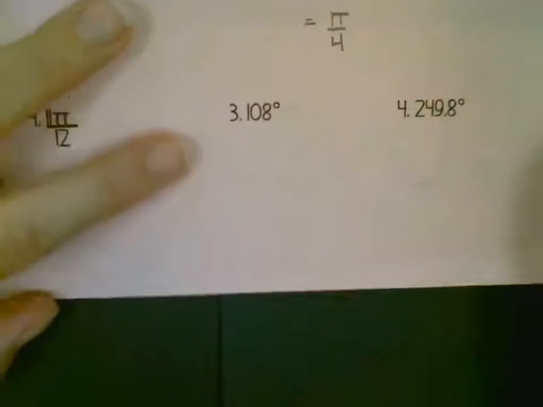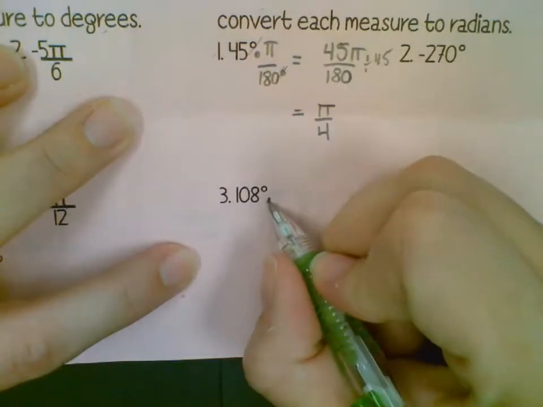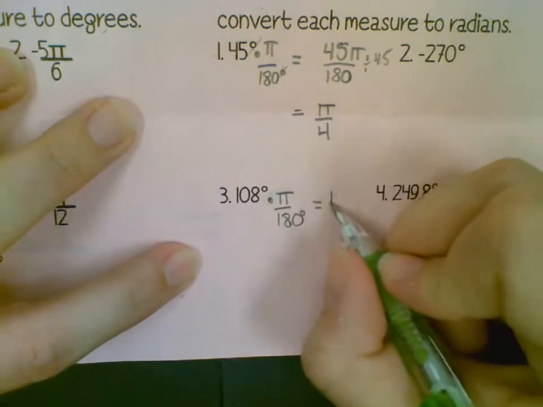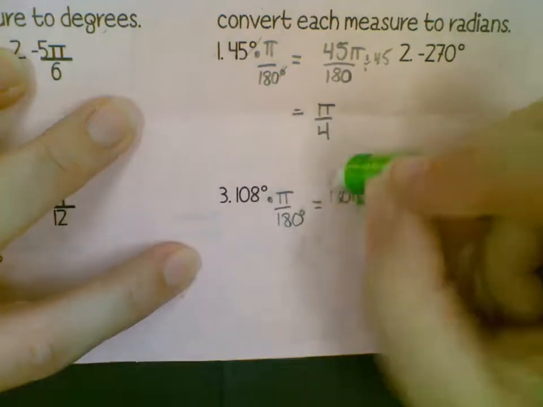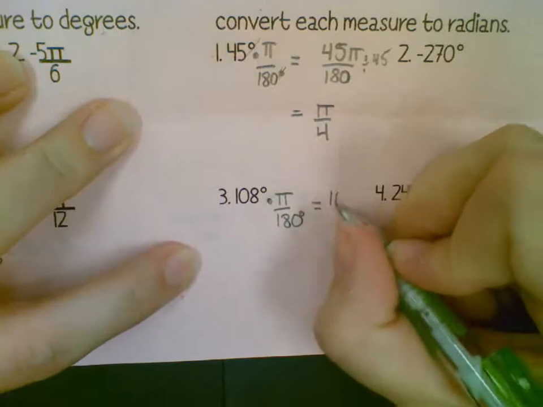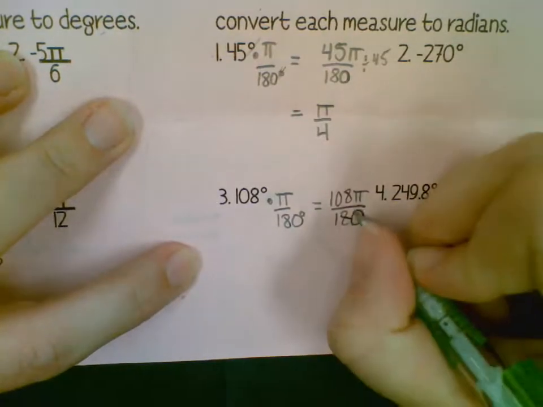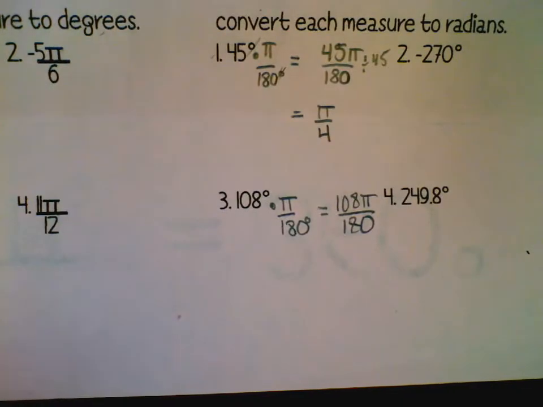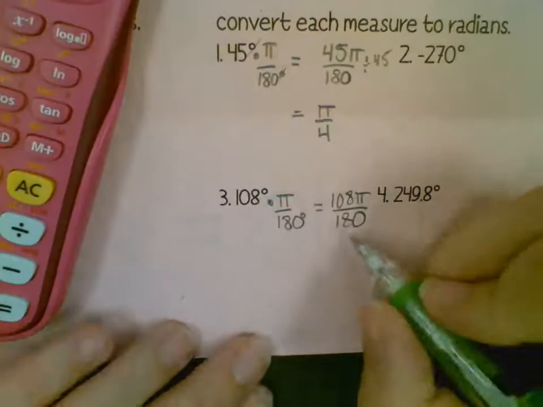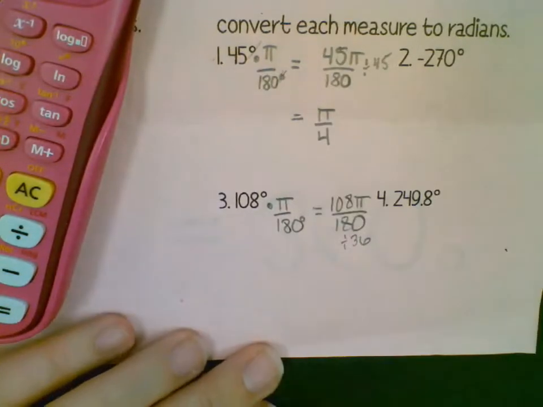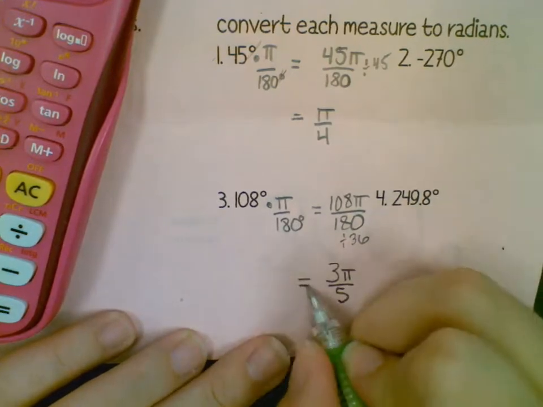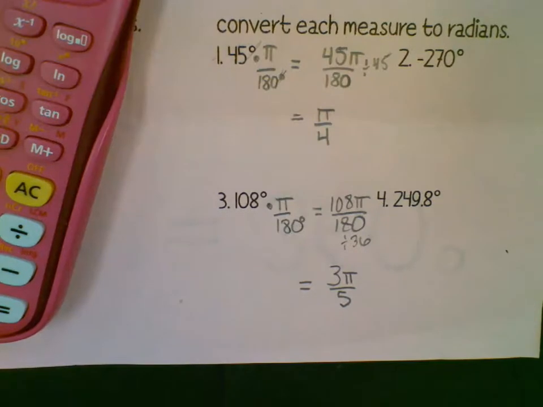Let's do number 3 together. We multiply by pi over 180 and end up with 108 pi over 180. Then we try to reduce it. We can divide the top and the bottom by 36, so we end up with 3 pi over 5. That's our equivalent in radians. Go ahead and try examples 2 and 4, and then we'll go over them together.